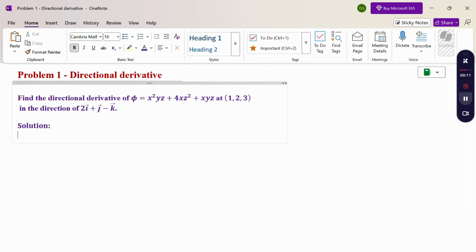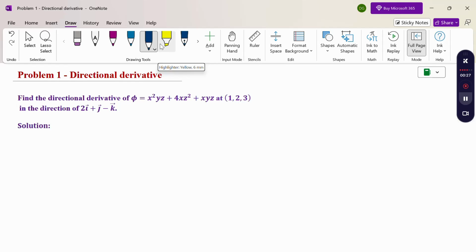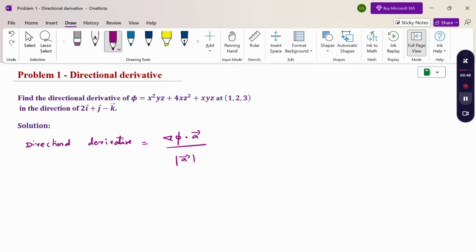In this section we are going to discuss a directional derivative problem. Find the directional derivative of phi equal to x squared yz plus 4xz squared plus xyz at the point (1, 2, 3) in the direction of 2i vector plus j vector minus k vector. First of all, what is the formula for the directional derivative? The directional derivative is del phi dot a vector divided by the modulus of a vector. This is the formula for calculating the directional derivative.